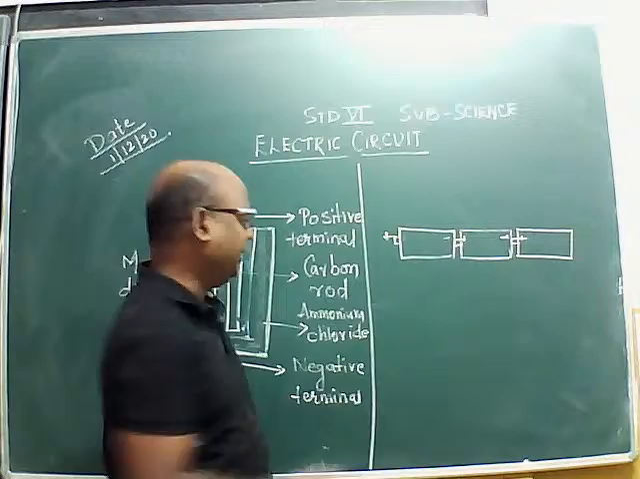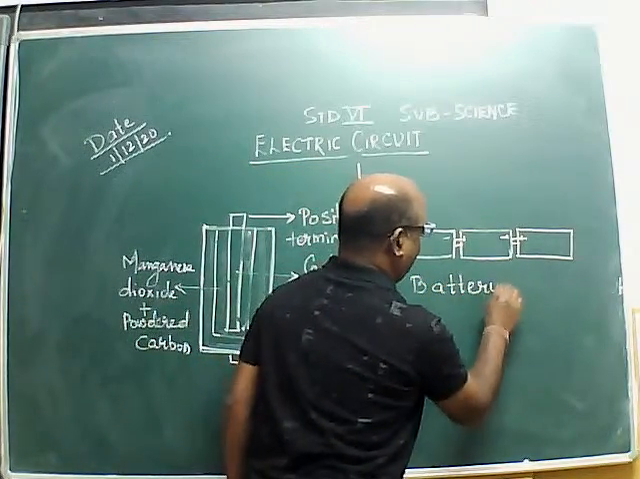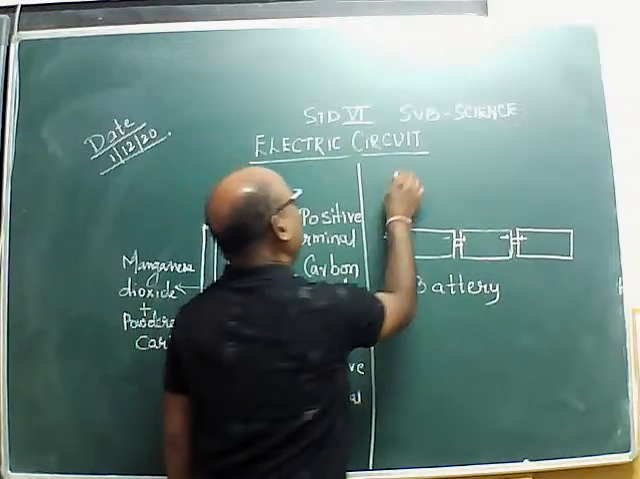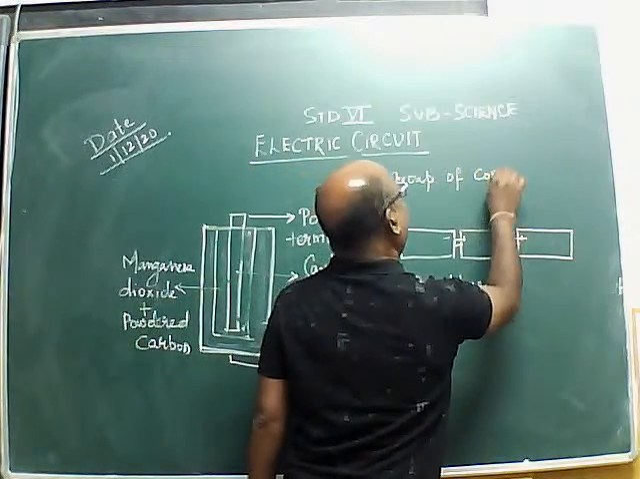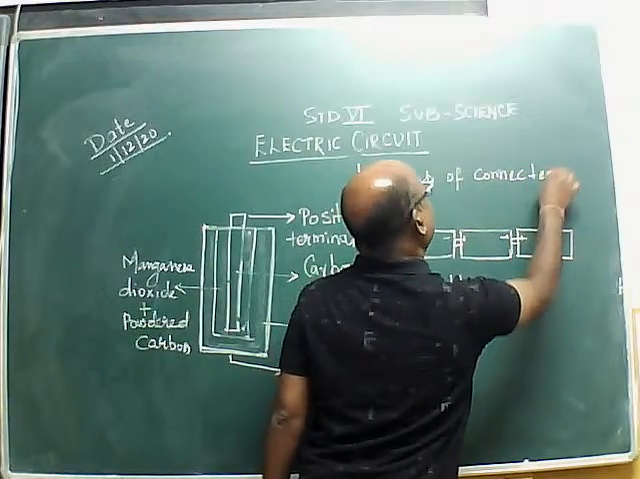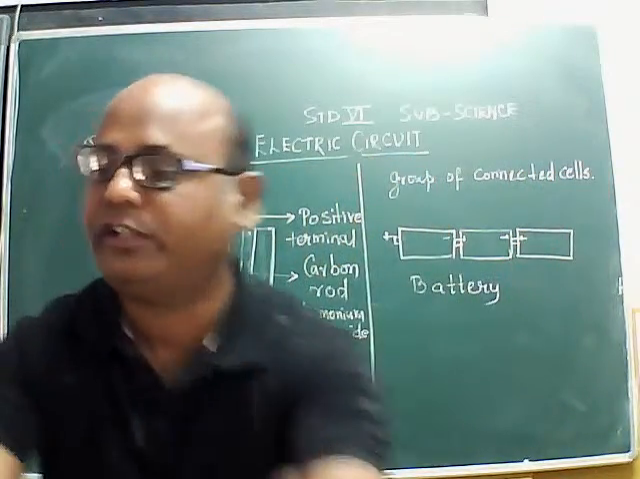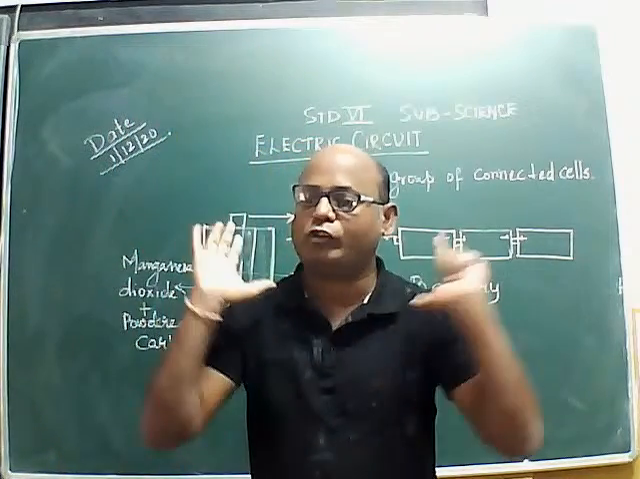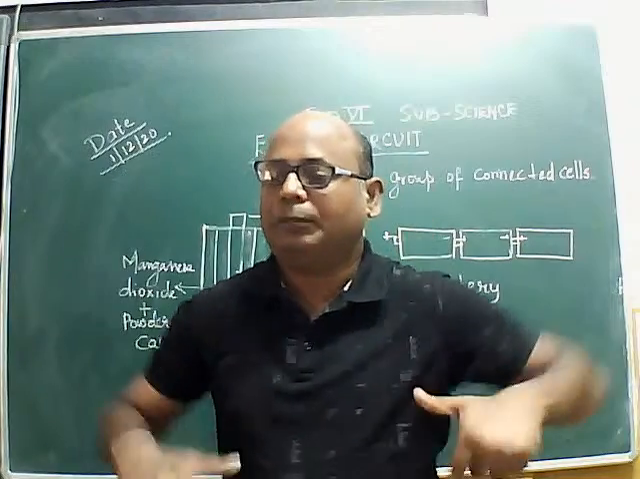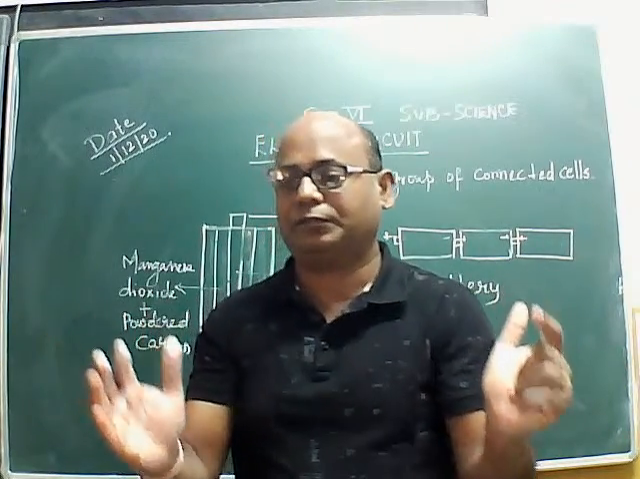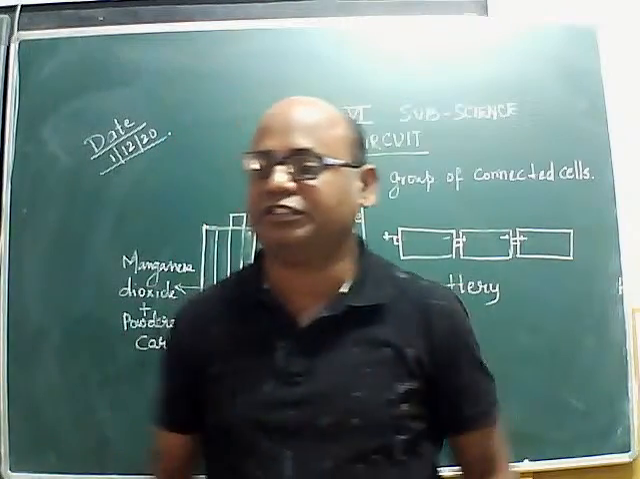That is a battery. Battery means a group of connected cells to provide more electrical energy to an electronic device to work. For example, yesterday I told you a small toy can work with a single cell. But if the toy is a little bit bigger, it needs more electrical energy to work.